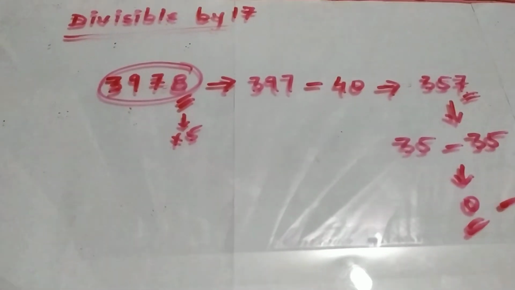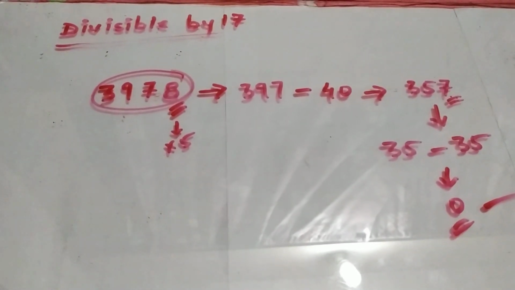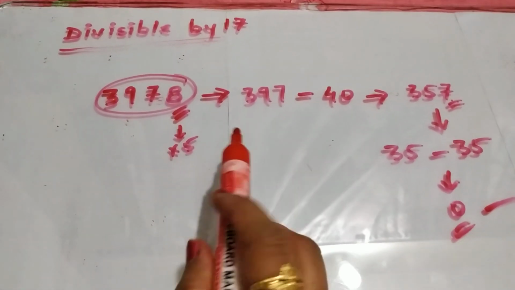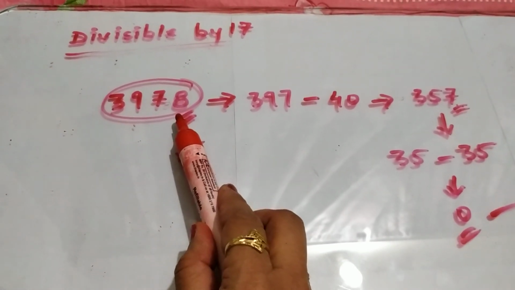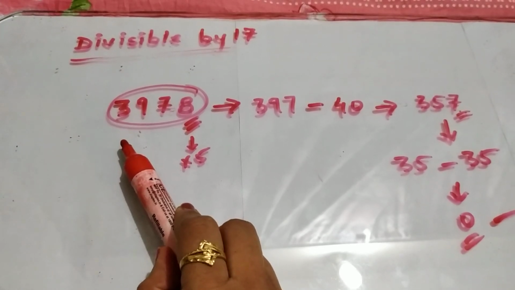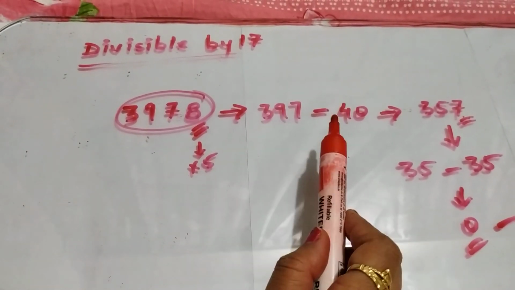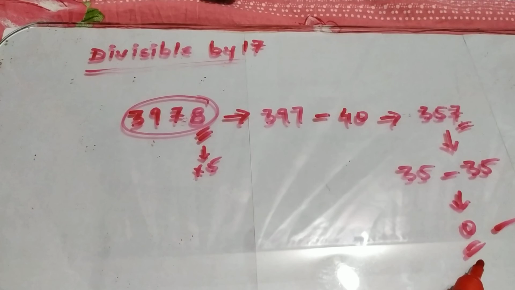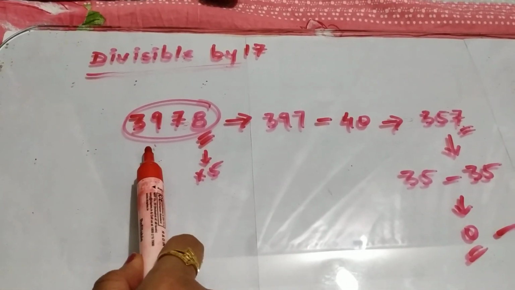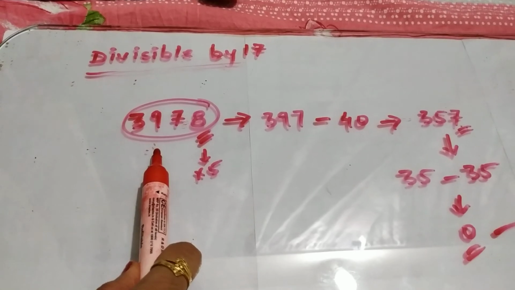So for 17, the divisibility rule is to subtract 5 times the last digit from the remaining leading truncated number. If the result is divisible by 17, then the original number is also divisible by 17. I hope you can write this on your own. No need to write here.